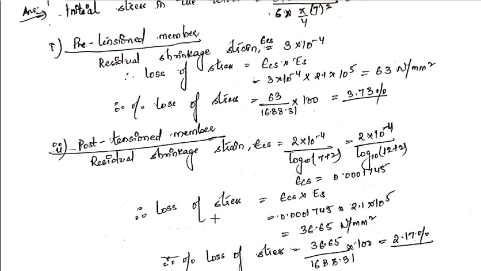Now, therefore, the loss of pre-stress will be epsilon Cs into Es. Epsilon Cs is the residual shrinkage strain, which has come out to be this. So just put the values. The loss of pre-stress will come out to be 36.65 Newton per mm square. So the loss of stress due to the shrinkage, divided by the initial pre-stress into 100, will come out to be 2.17%.